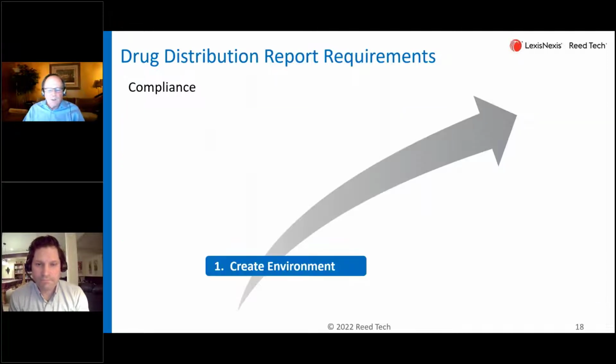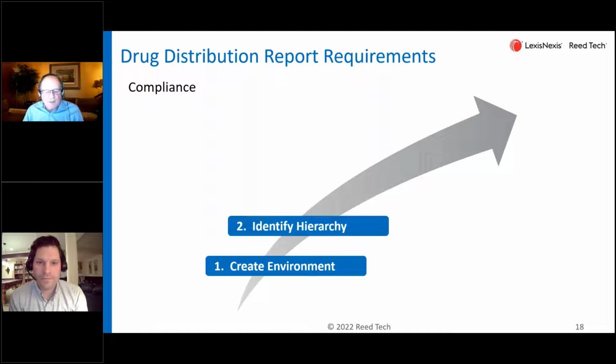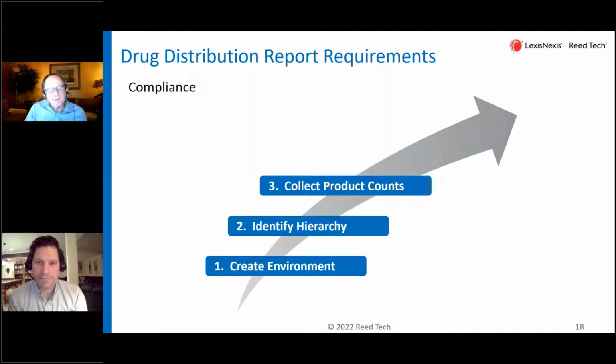So I just want to touch on real quickly the plan. How do you go about meeting this compliance requirement? I would first recommend that you create an environment, get the right team together, understand your requirements, and then identify that hierarchy that we looked at. That's very crucial to establish. And then third is actually to collect the product counts, and that happens on an annual basis. So it's not a one-time activity. You have to keep all of this current. And then lastly, build that report and actually submit it.